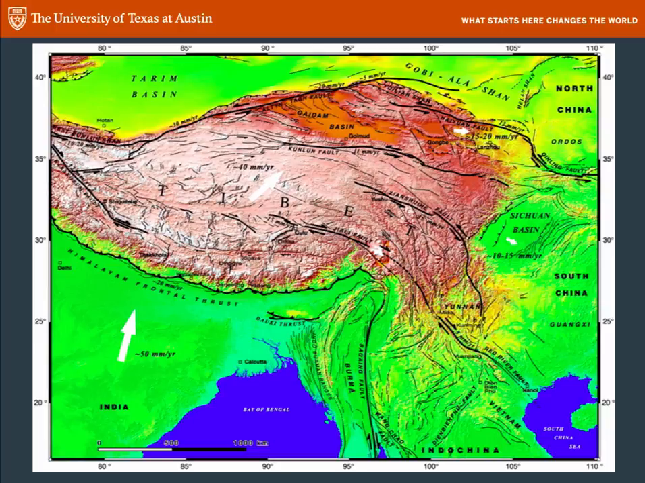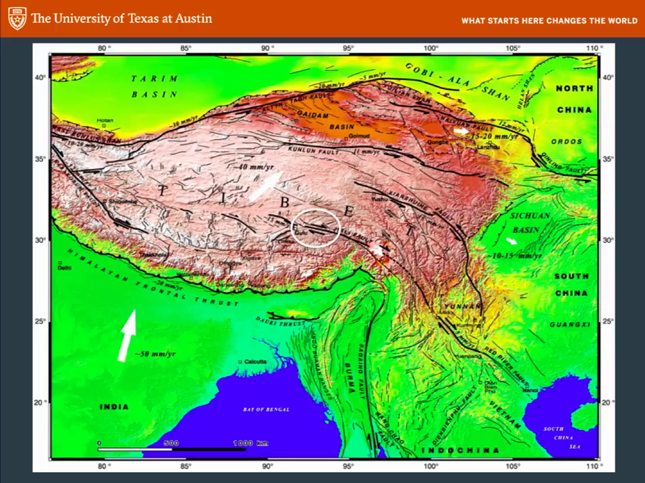This is a look at Tibet, and you can see India in the lower left corner. India is moving northeast and pushing against Tibet. And as that happens, the Himalayas are rising up, but a lot of material is in the way and needs to be moved out of the way. And transform faults do that job.